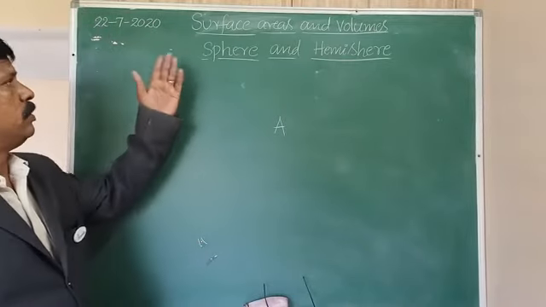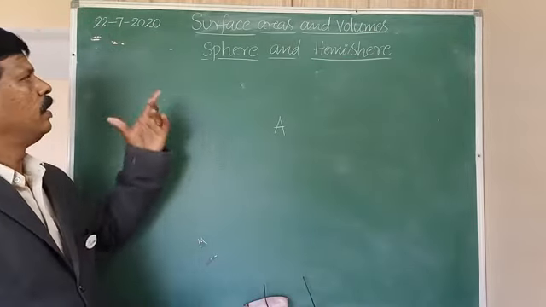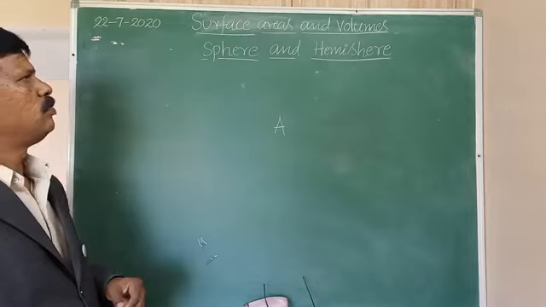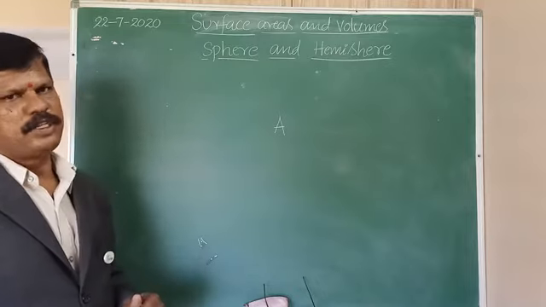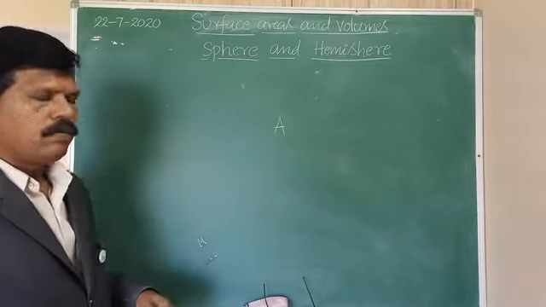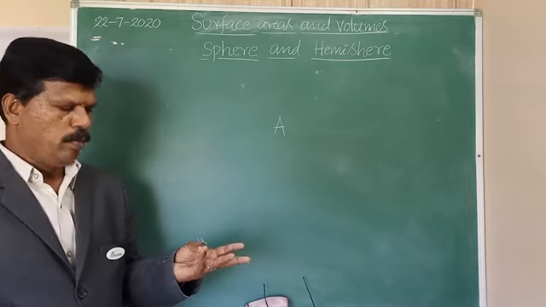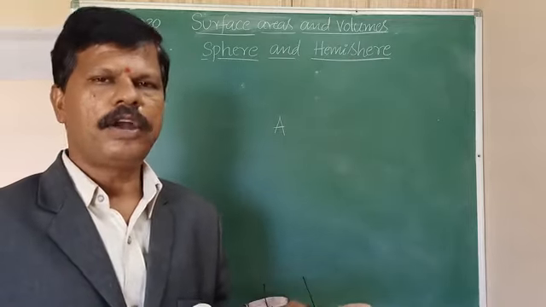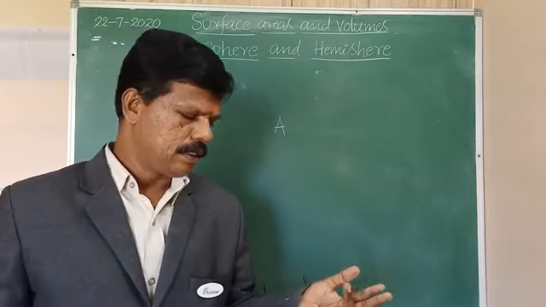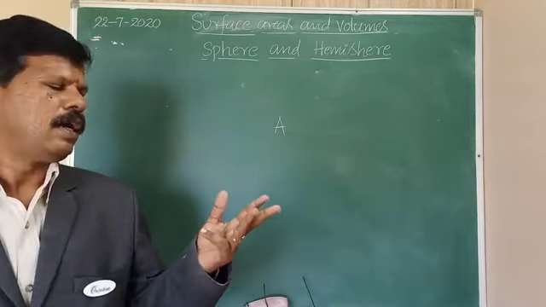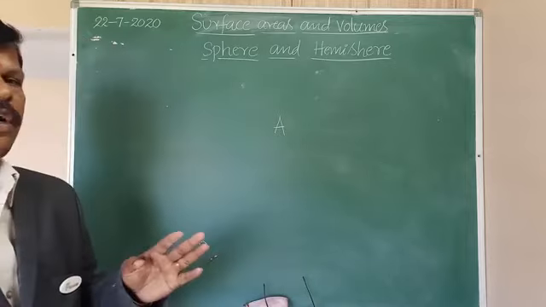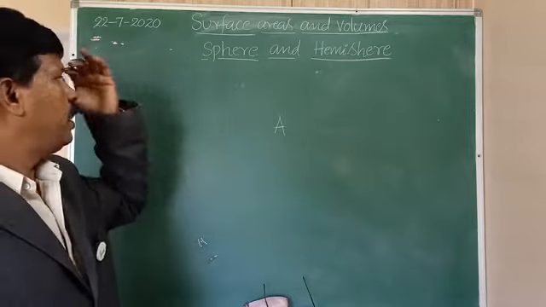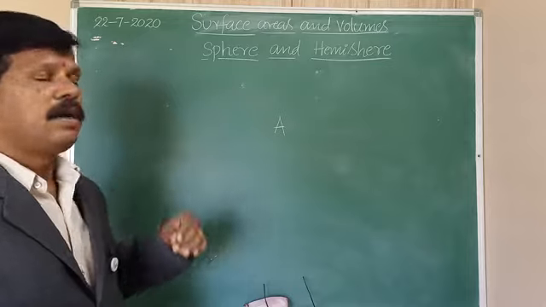Today is the surface areas and volumes. In this session, I'm going to explain the surface areas and volumes of spheres and hemisphere. In the previous class, we studied the cube, cuboid, cone, and cylinder. So, cube, cuboid, cylinder, and cone, its lateral surface area or curved surface area and total surface areas of all the four solid shapes. Now, today I'm explaining about the sphere.